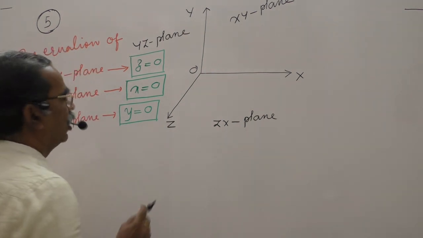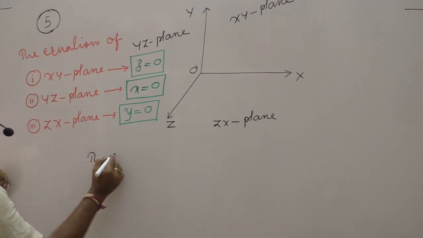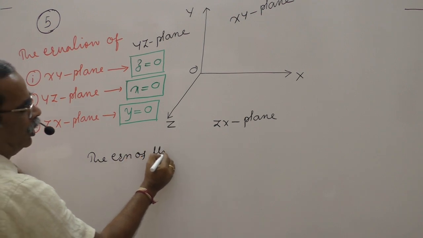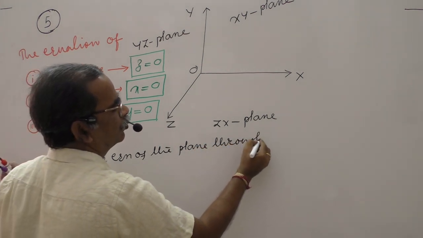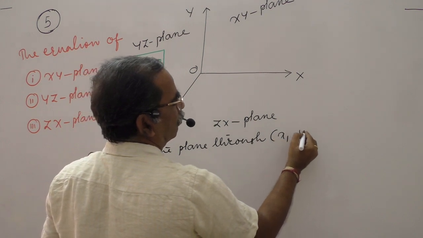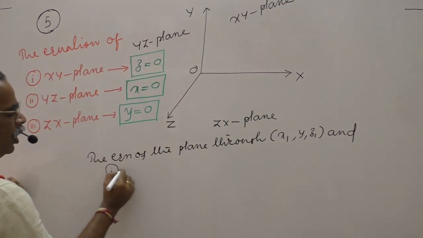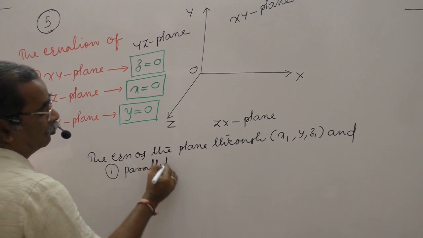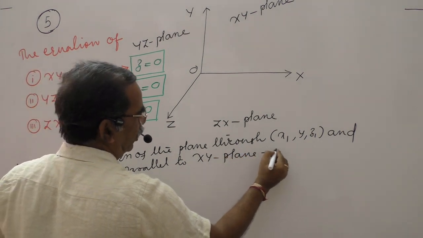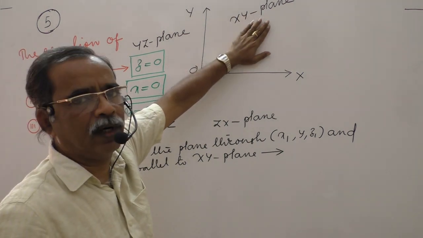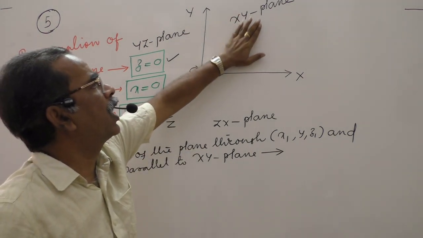Next, we will see another concept. What is the concept? Listen. The equation of the plane, listen carefully. The equation of the plane passing through a point x1, y1, z1 and parallel to the xy plane is, so this is the xy plane whose equation was z equal to 0. Now the plane is parallel to this.